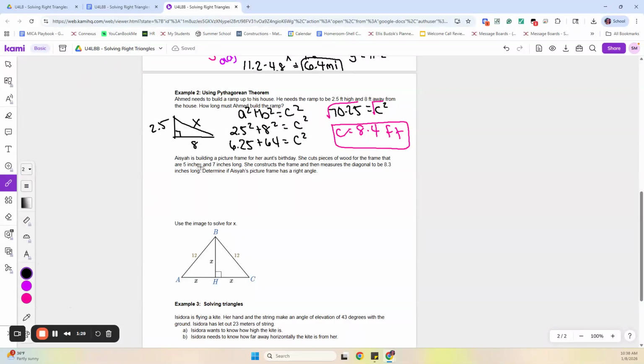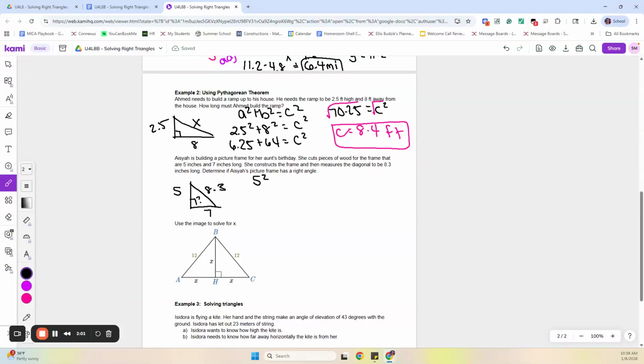Next one. Isaiah is building a picture frame for her aunt's birthday. She cuts her pieces of wood for the frame that are 5 inches and 7 inches long. So 5 inches and 7 inches. She constructs this frame and then measures the diagonal to be 8.3 inches long. Determine if her picture frame is a right angle. So this would have to work with the Pythagorean theorem in order to be a right angle.